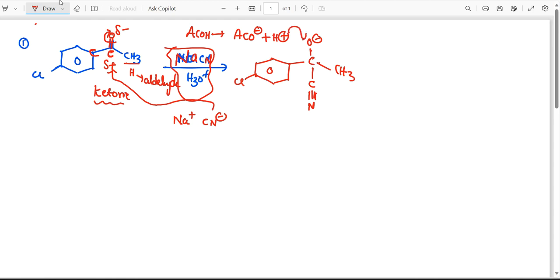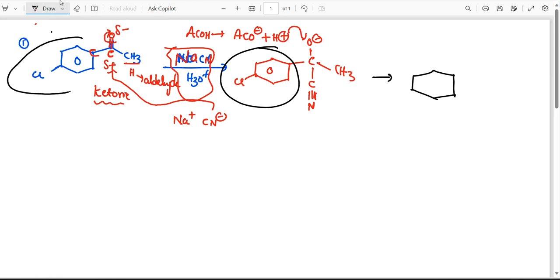This H plus is attracted by H minus, so the product will be cyanohydrins. What we observe is that the remaining part retains its position. The only effect is on the ketone group. So the remaining part retains its position: C bond OH, bond CH3, bond C triple bond N.